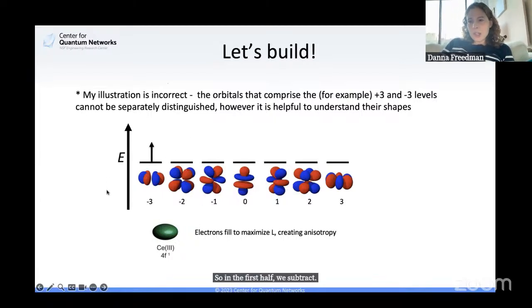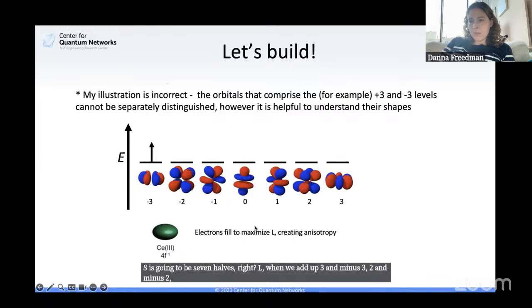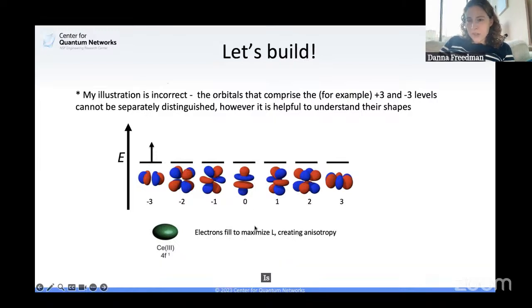So let's say we keep filling. Let's say we get up to 7. If we get up to 7, S is going to be 7 halves, right? L, when we add up 3 and -3, 2 and -2, 1 and -1, and 0, is going to be 0. So J is going to equal S in that narrowly defined case. Now, if we want high J, that means we need to be in the second half of the lanthanide series.